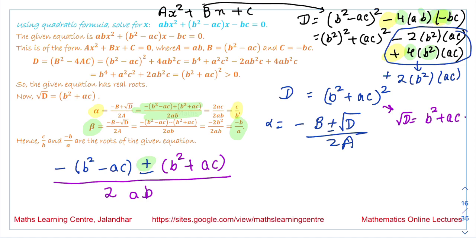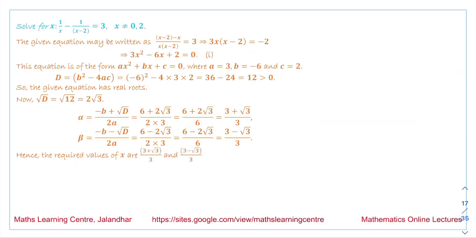This is with plus sign, and this value we obtained by considering the negative sign over here. So these are the two values we have obtained, and these are the final solution, that c by b and minus b by a are the roots of the given equation. Now next, this question is given to us and we have to solve this equation.